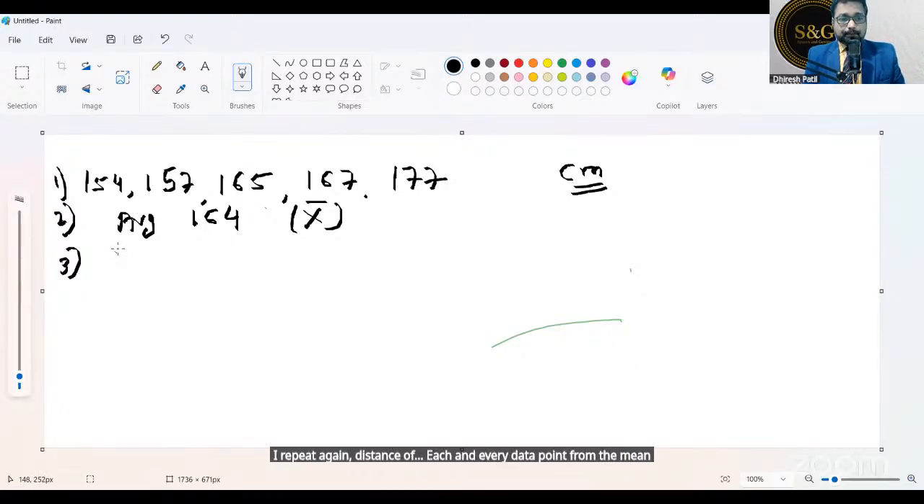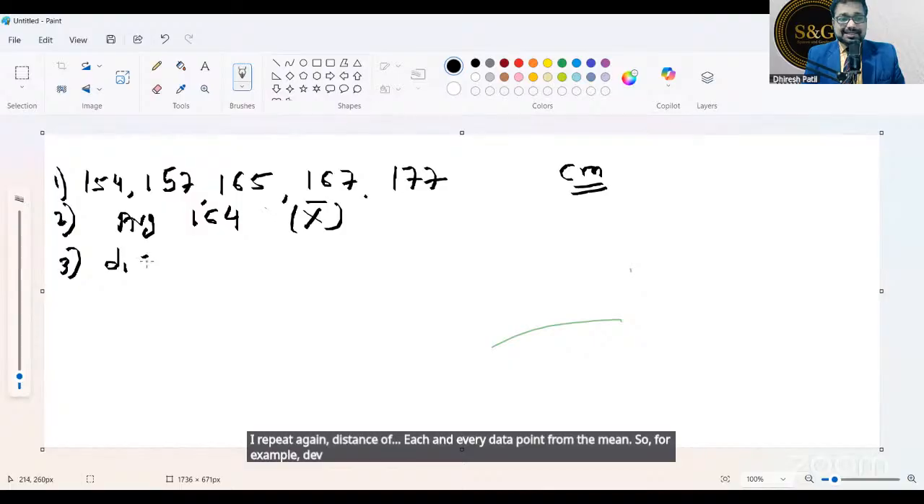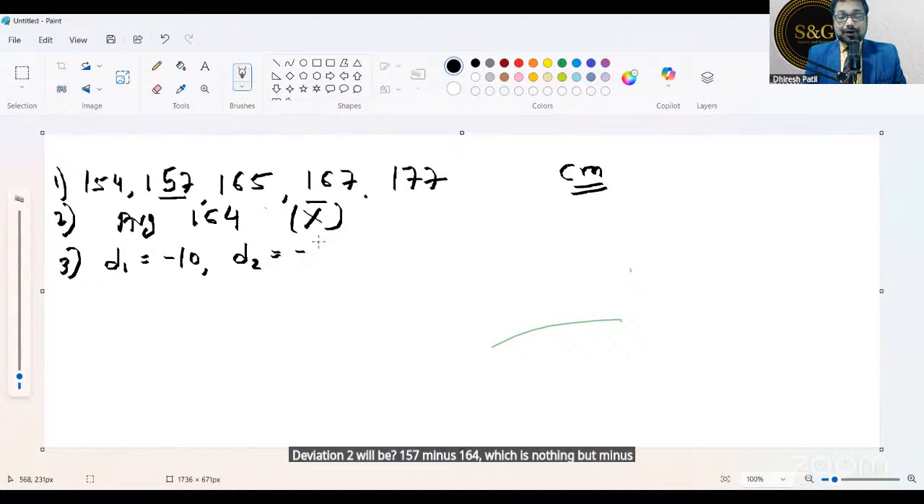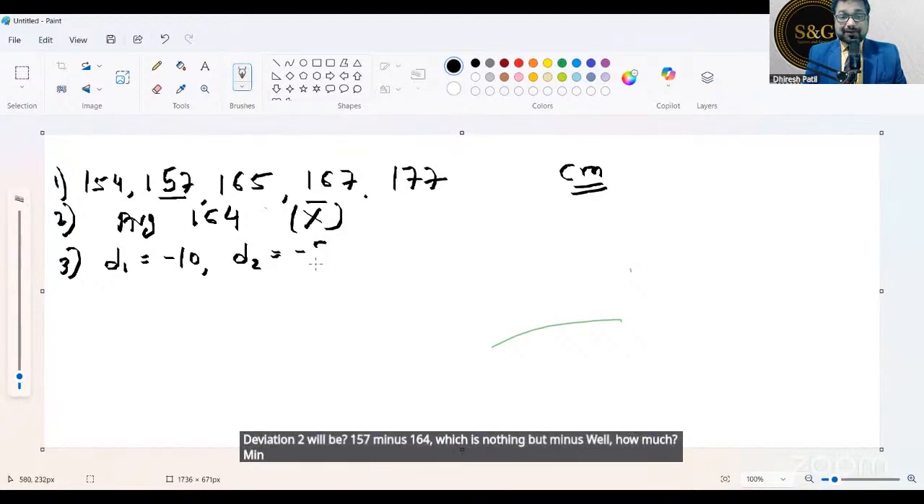So for example, deviation 1 is equal to 154 minus 164. 154 minus 164. So deviation 1 will be minus 10. Are you clear? Deviation 2 will be 157 minus 164, which is nothing but minus, how much? Minus 7, right? Minus 7.